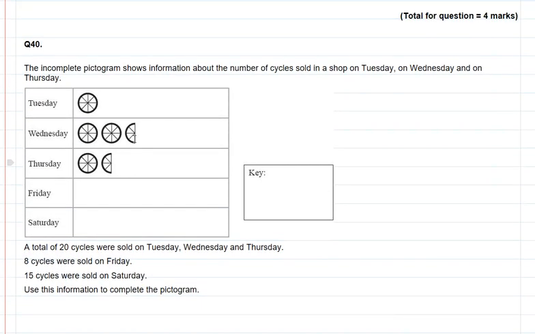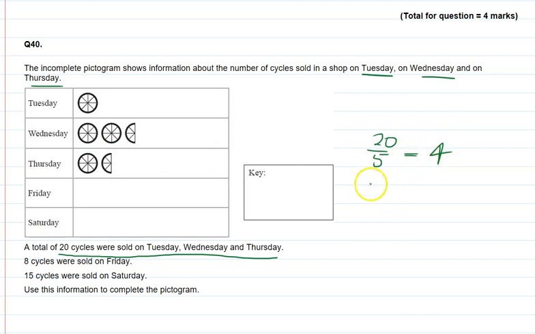Now question number 40, here it is an incomplete pictogram showing the information about the number of cycles sold in a shop on Tuesday, Wednesday, and Thursday. Now a total of 20 cycles were sold on Tuesday, Wednesday, and Thursday. So if you add them 1, 2, 3, 4, this half and half will be 5. So 20 divided by 5, then you get 4. So it means one circle represents 4.